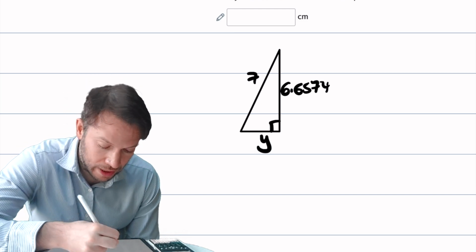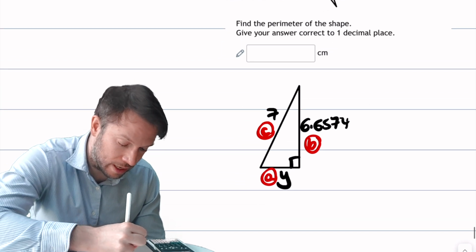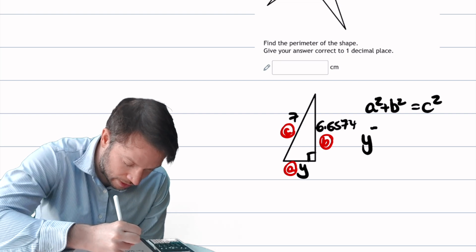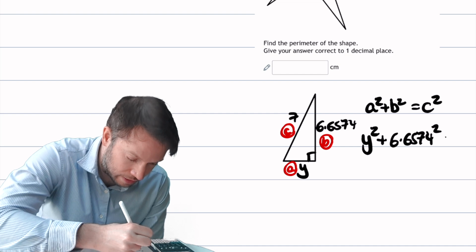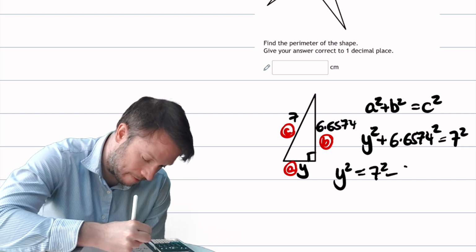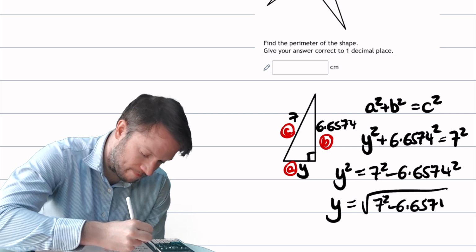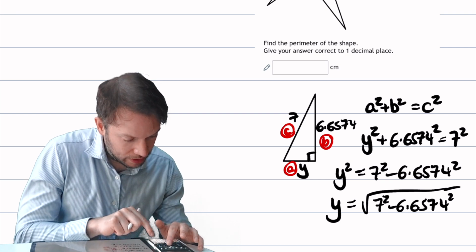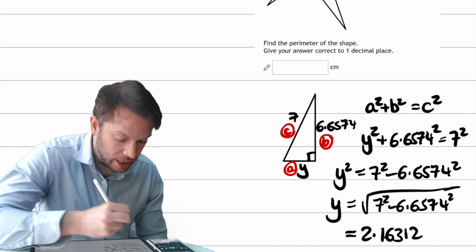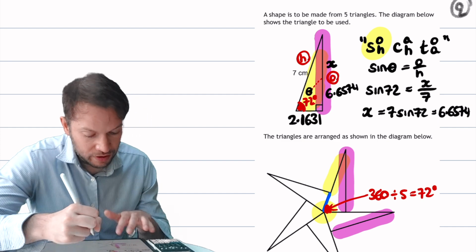Remember how we labelled sides for Pythagoras theorem? We label the 2 shorter sides as a and b, either way around, and the longest side, the hypotenuse, as c. And Pythagoras theorem is that a squared plus b squared is equal to c squared. So got that. Just substitute in. So y squared plus the 6.6574 squared is equal to 7 squared. And then we can just subtract this. And then to get rid of the squared on the y, we square root it. So square root of 7 squared minus that previous answer squared. And that gives me y is 2.16312. But as I said, you can use trigonometry to get that as well. So, okay, we've got this length is 2.1631 will do. I'm given 4 decimal places.